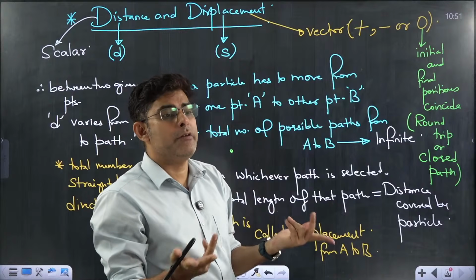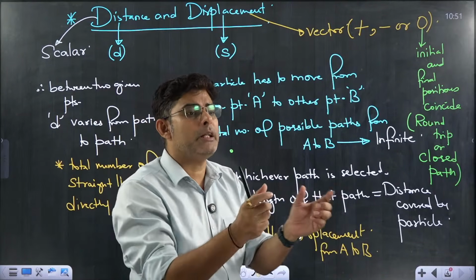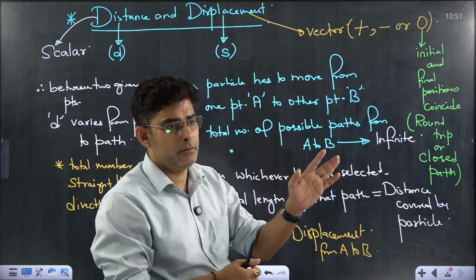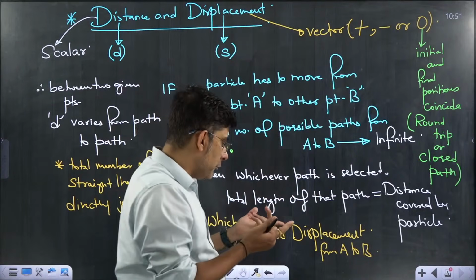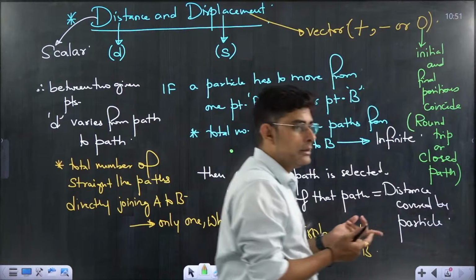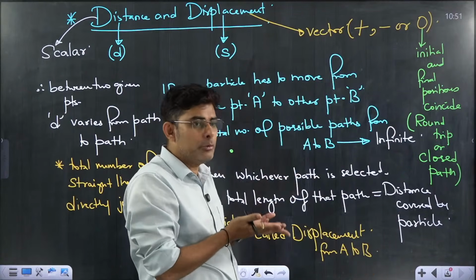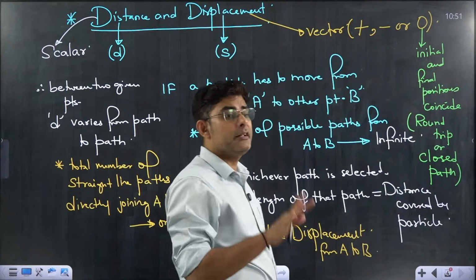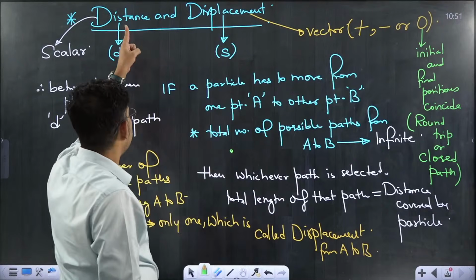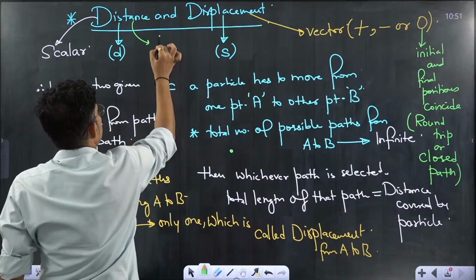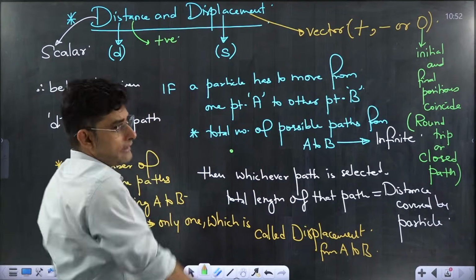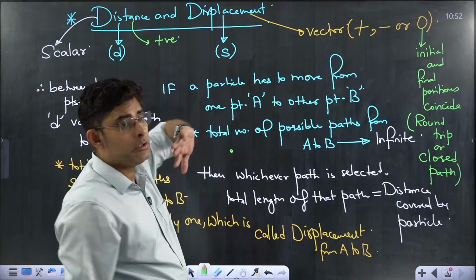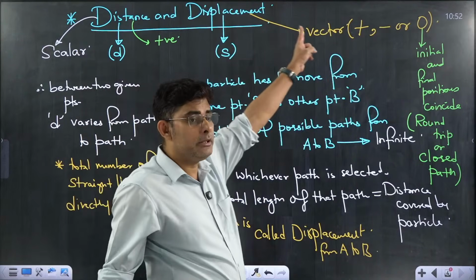Distance, on the other hand, can never be negative, it is always positive. It just keeps on adding. If I move 2 meter forward, and I move 2 meter backward, total distance will be 4 meter. Displacement will be 0, because I came back to the original point. Distance is always added, always positive, always increases. It can never decrease. It has no relevance for direction. For distance, you do not focus on direction, only for displacement.